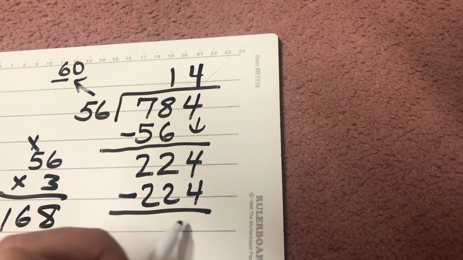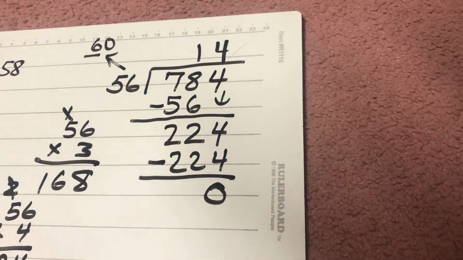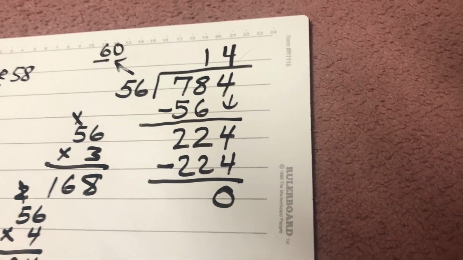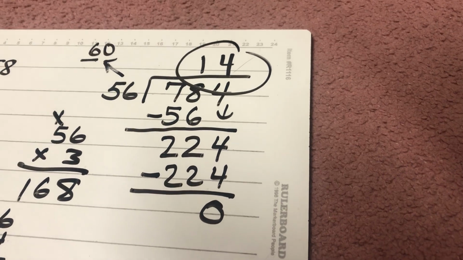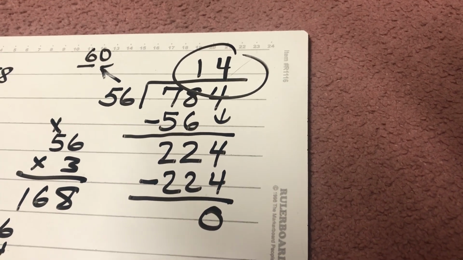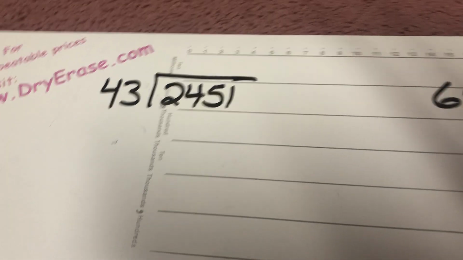I subtract those. I know I'm going to end up with 0, and I'm totally fine ending up with 0 when I'm dividing by 56. Sometimes you're not going to get a remainder, and it's going to work out perfectly. And that answer there is 14. All right, we got a couple more that we're going to look at here for lesson 6.6.